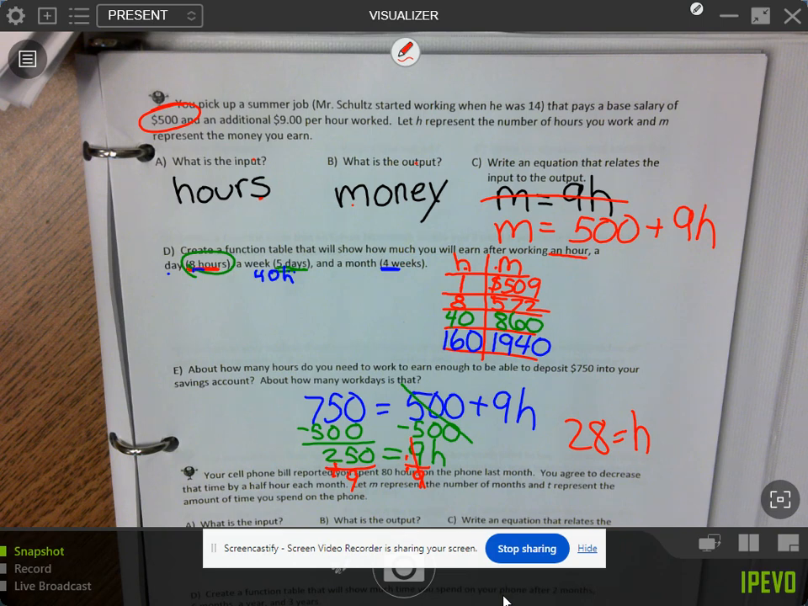Is that my final answer? Why not? Because you still need to figure out how many more things there is. That's how many hours I need to work. Now I need to answer my second question. About how many work days is that? Christian? Like 3.5. Yeah. 28 divided by our 8 hours would be about 3.5 days. Because 8 times 3 is 24. 24 up to 28 is half a day. So it's about 3.5 days.